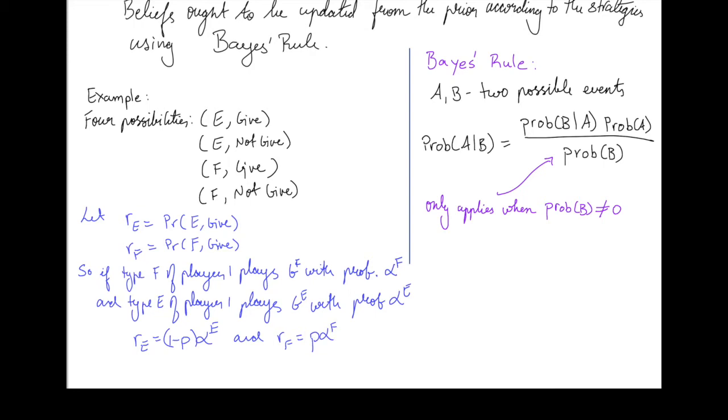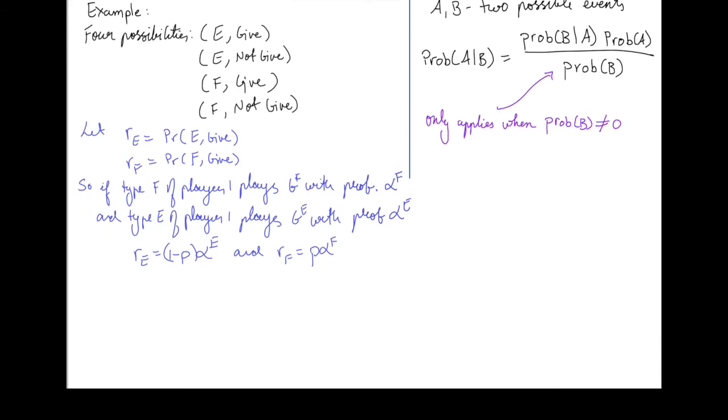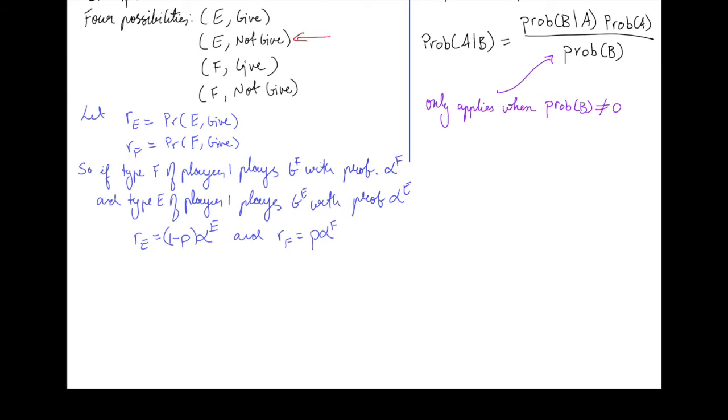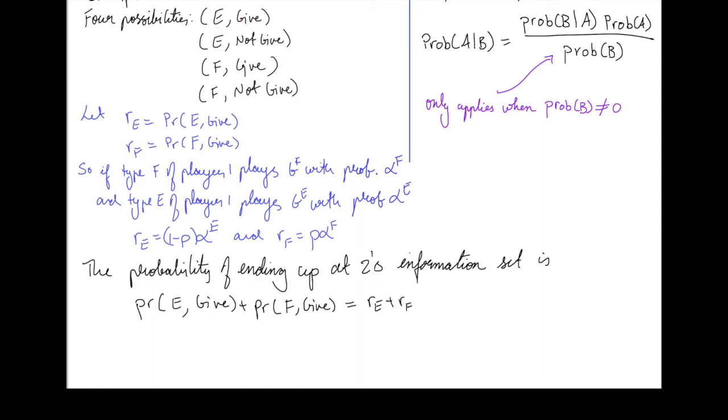What's the probability that we end up at player 2's information set if this event happens, or if this event happens? Since both of these involve not giving a gift, we don't end up at the information set where player 2 is called to make a decision. So it has to be that either this or this happens for us to end up at player 2's information set. So the probability of arriving at player 2's information set is simply the probability that one of these two things happens. And that's just the probability RE plus RF.